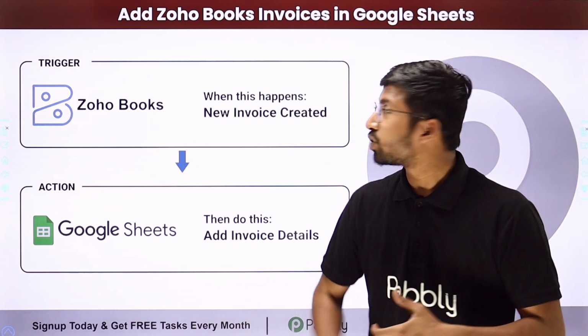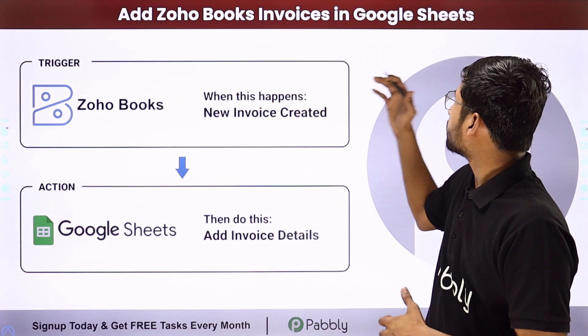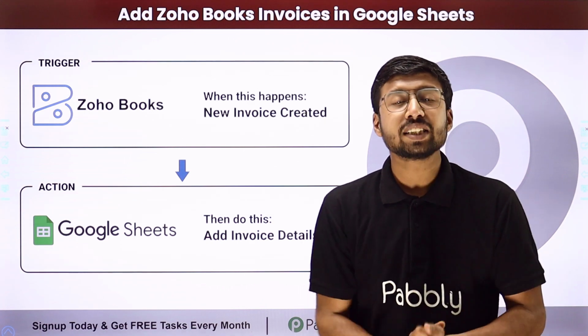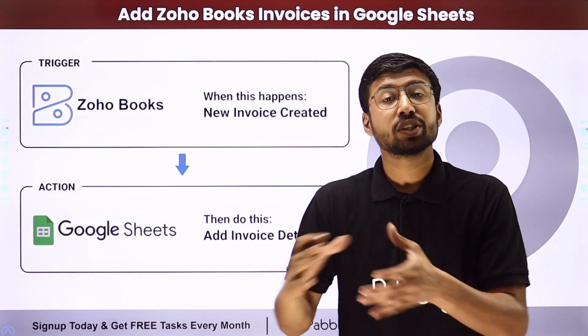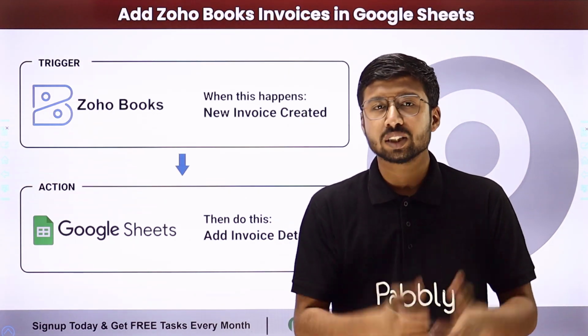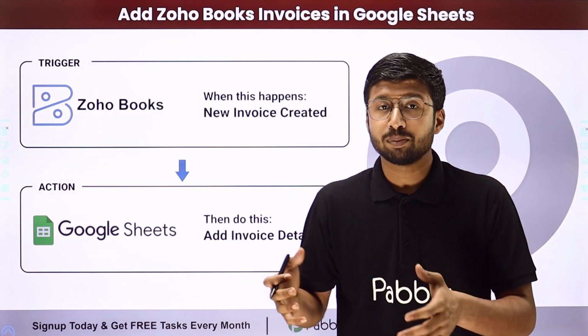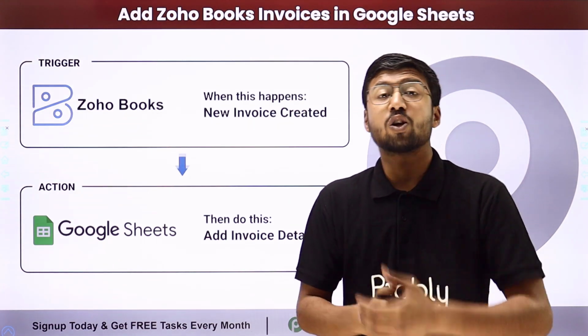So in this video, we are going to learn how to add Zoho Books invoice details in Google Sheets. Let's say using Zoho Books, you are generating invoices for your business. But on a regular basis, you have to keep sharing your invoices with your team members like the audit team, accounts team, and a lot of people.